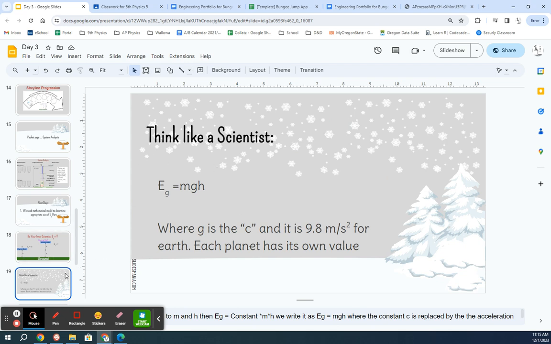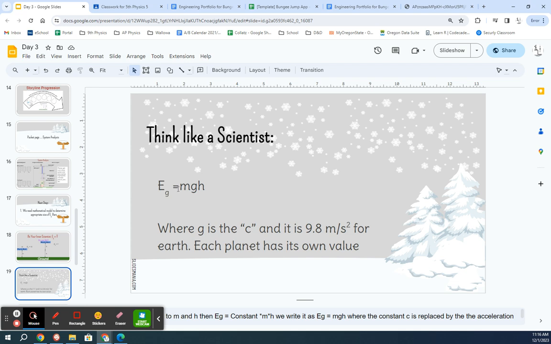Another way to think about that is if we were to double the mass, and we'll get to this in a minute, but if we were to double the mass of the book, what would that do? Well, it would also double the energy. And so here we get the equation that we're going to be using for gravitational potential energy.